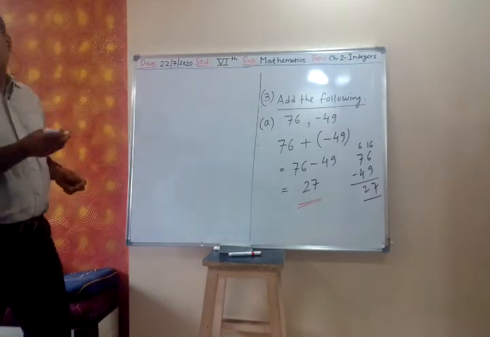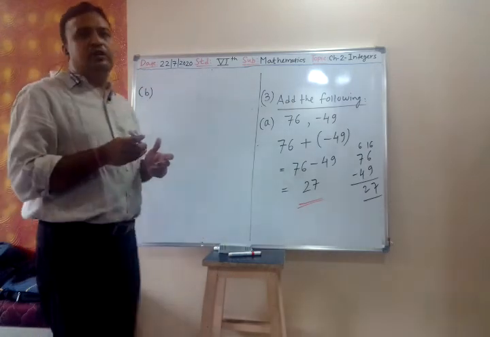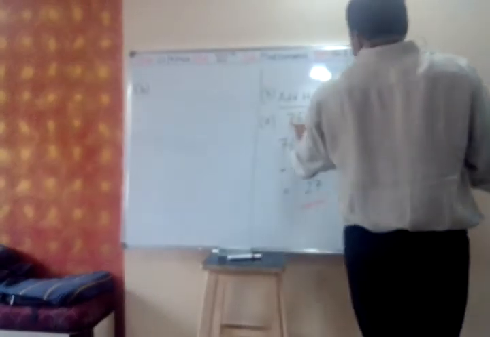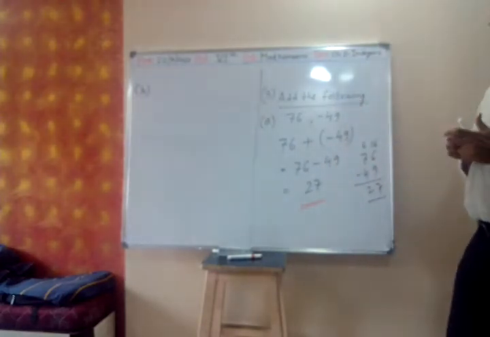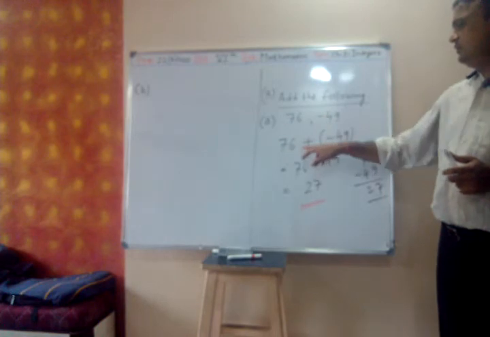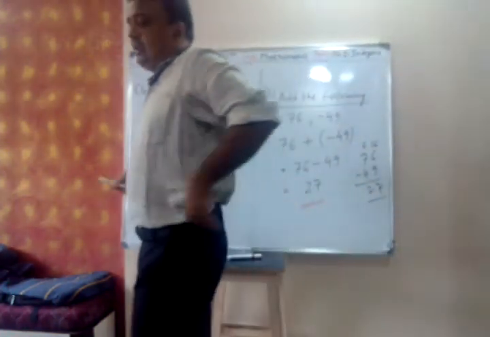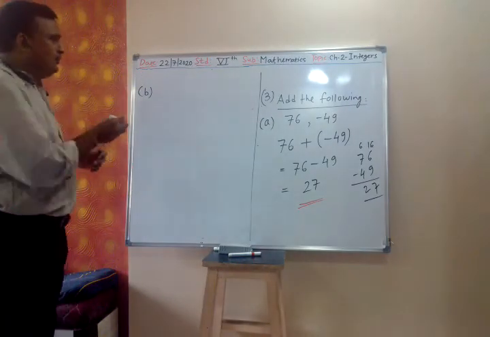Now second, even though it is given add the following, one number is positive, other number is negative. One number is positive, other number is negative. So, opposite sign you have to subtract. Next is minus 254.